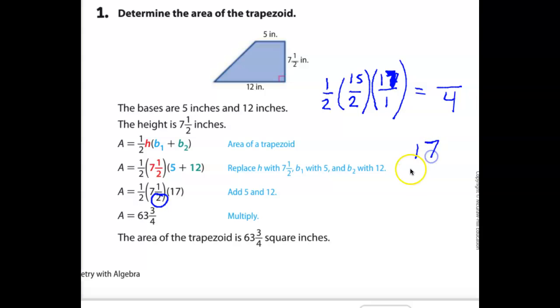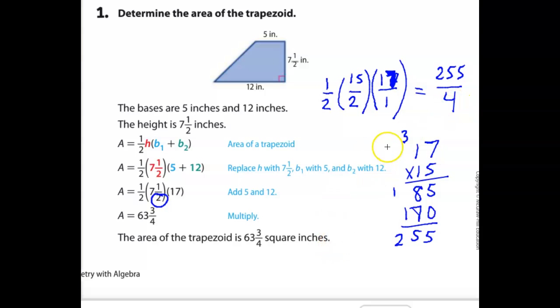All right, so everyone needs to go ahead and multiply 17 times 15 for me. Go ahead and do that. All right, so we end up getting 255 divided by 4. So now we have to find the area. Go ahead and simplify that by doing the division. So let's solve it. What is 255 divided by 4?